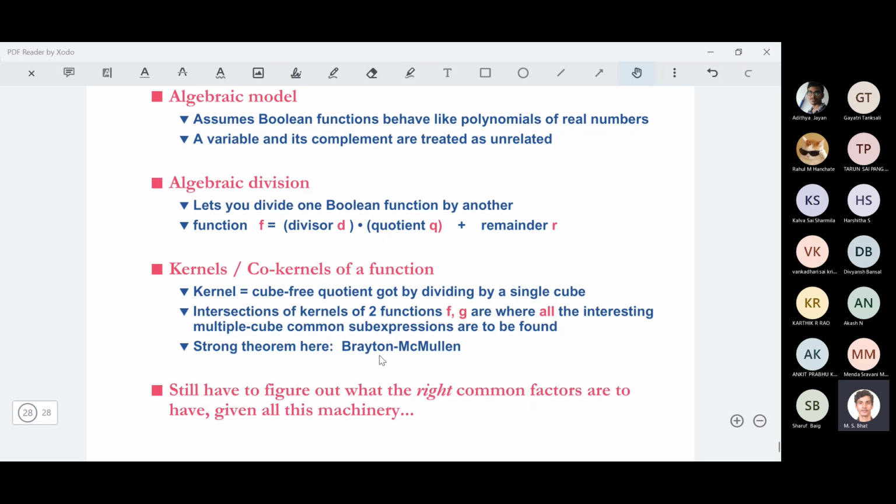The strong theorem is by Brayton and McMullen. We have to figure out what the right common factors are to be extracted, given all this machinery, which means given all these ingredients, how to find the right common factors for division. This we will see in the next class.